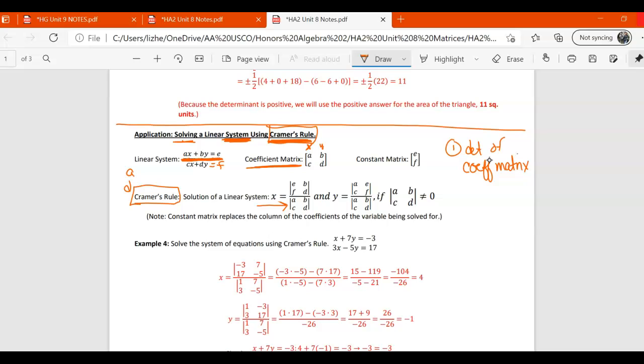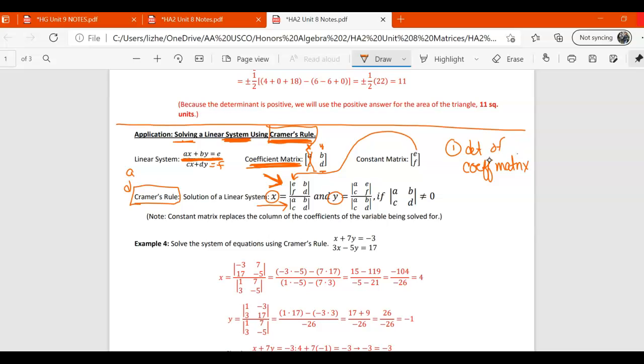All right, and then what you will do is for each variable, so in this case we only have 2, we have x and we have y, you are going to divide the determinant of the top matrix. Now, if you compare the coefficient matrix with this matrix, you can see that for the x values, we took out the x values here and we wrote in the constant values right there because we're solving for x. So if you're solving for x, you take out the x values and you put in the constant matrix values and you keep the b and d for y.